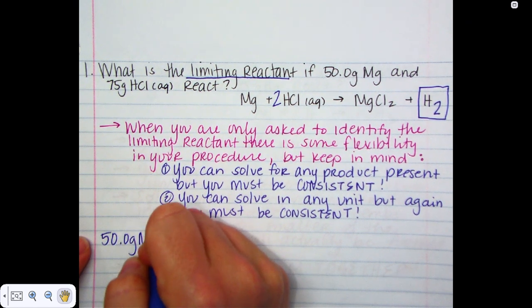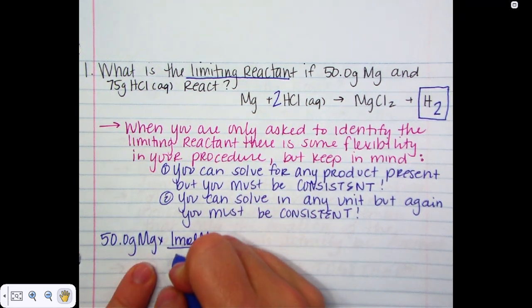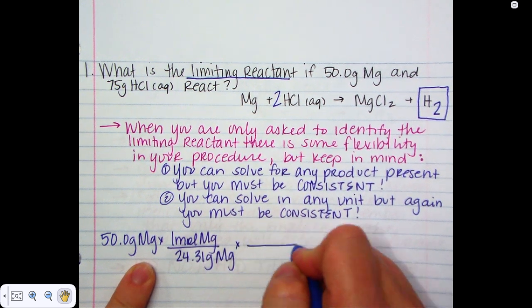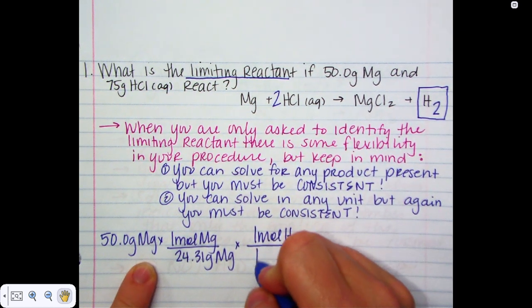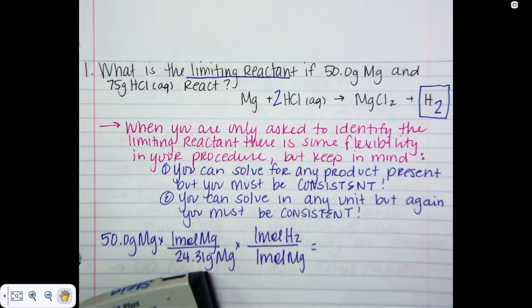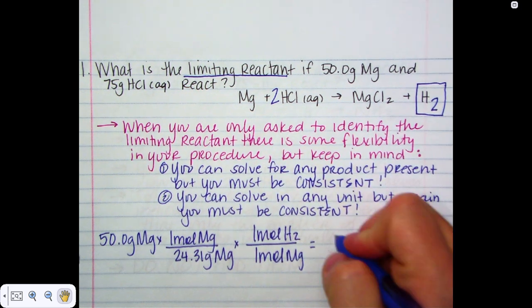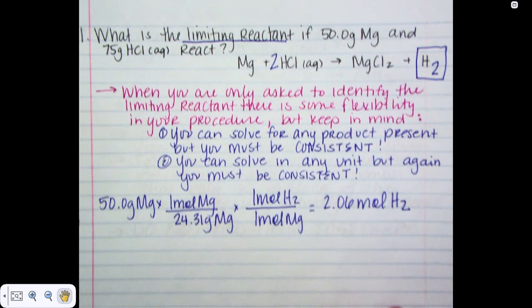50.0 grams of Mg times 1 mole Mg over the molar mass of magnesium, 24.31 grams of Mg times, now I need to mole bridge, 1 mole H2 over 1 mole Mg. So 50.0 divided by 24.31 is 2.06 moles of H2. Okay. So I'm not done.